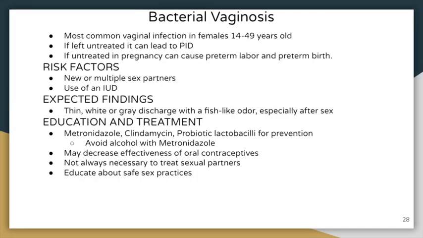Bacterial vaginosis, typically just called BV, is the most common vaginal infection in females ages 14 to 49. If left untreated, it can lead to PID, which again can lead to infertility issues. If it's untreated when she's pregnant, it can cause preterm labor and preterm birth. Risk factors: new or multiple sex partners, and the use of an IUD.